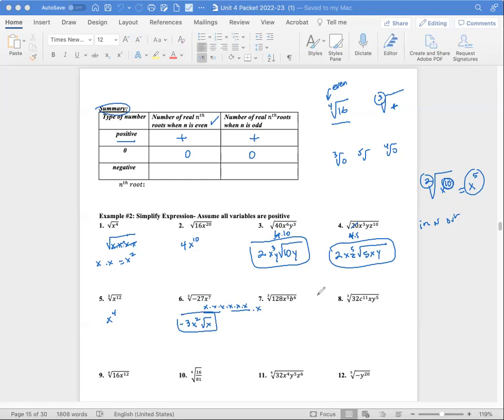And so on and so forth. So for 128, that is 64 times 2. The cube root of 64 is 4, and you're left with 2 on the inside. Here you have a cube root, so 3 of the x's go out as 1, and you're left with 2 on the inside. B to the 6 becomes b squared on the outside.